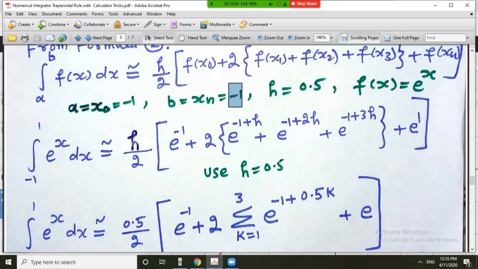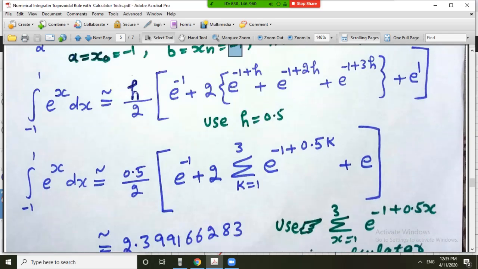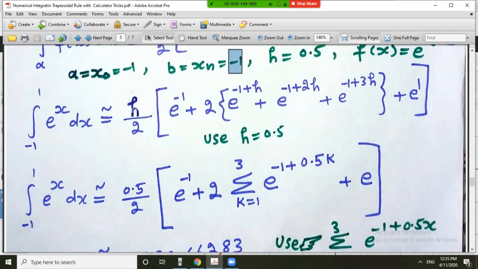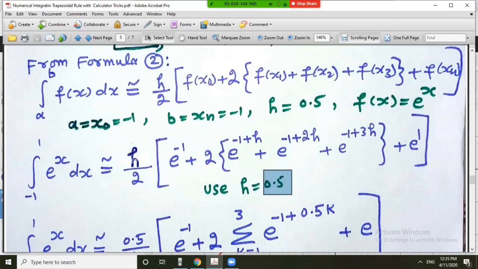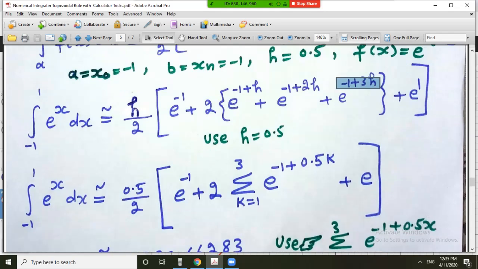We have this. Now here is the calculator trick. We have to use h equal to 0.5, otherwise the trick will not work. So if we use h equal to 0.5, and we also know that x1 is equal to x naught plus h, x2 is equal to x naught plus 2h, x3 is equal to x naught plus 3h. x naught is minus 1. So we have f of x1 equal to e to the power minus 1 plus h, f of x2 is e to the power minus 1 plus 2h, and similarly f of x3 is e to the power minus 1 plus 3h. What to do in the calculator?